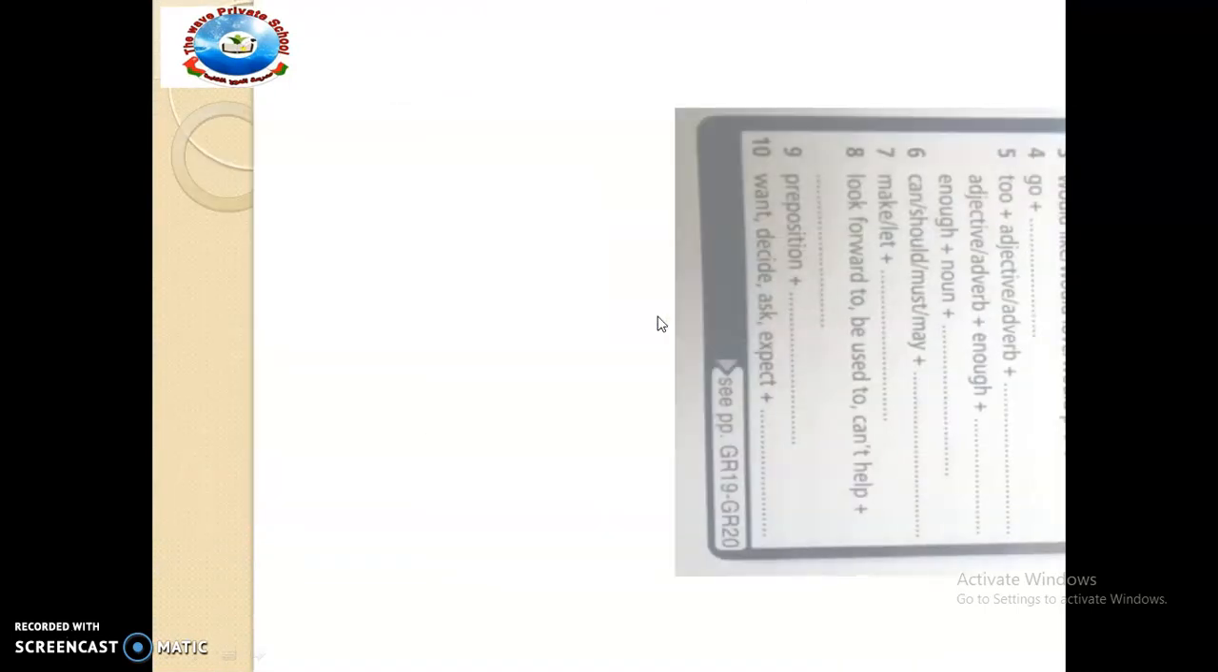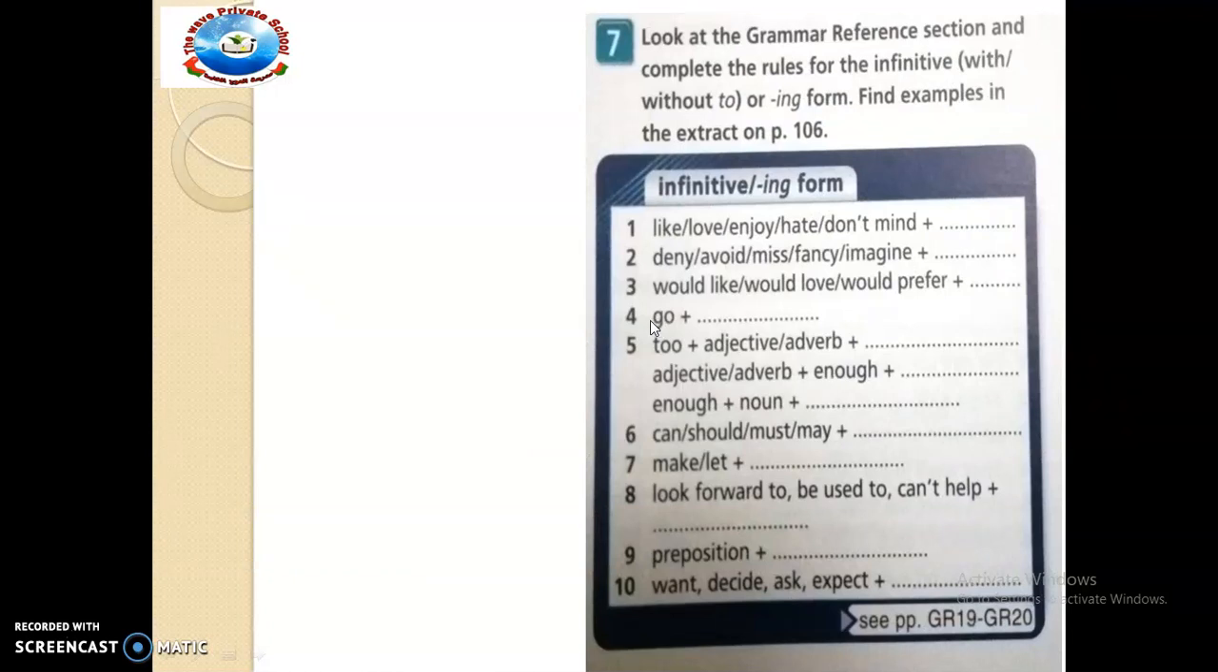Let's move to exercise 7. Here we want to practice the infinitive and ing form. So look at the grammar reference section and complete the rules for the infinitive with to, infinitive without to, or ing form. Find examples in the extract on page 106. So you can go back to page 106, which we covered in the last video, or you can go to grammar reference 19 to grammar reference 20. Remember, where do you get your grammar reference? At the back of your textbook.